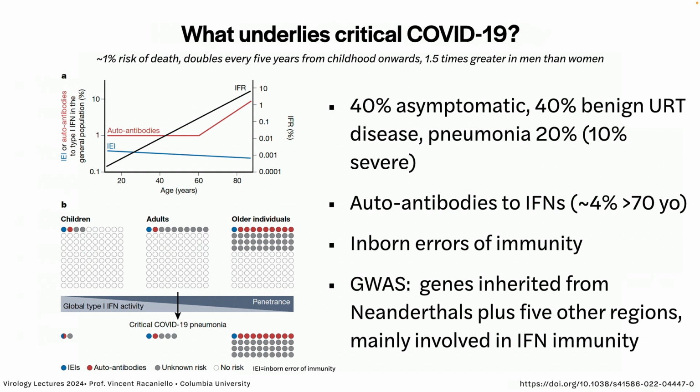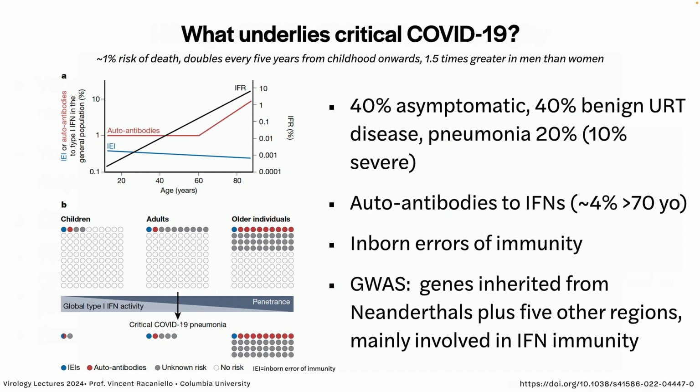But the risk of death, as you saw in the previous slide, increases with age. In fact, it doubles every 5 years from childhood onwards. There's also a sex effect. Men are 1.5 times more likely to die than women. So what's responsible for this age-dependent increase in disease? Well, a big factor is making autoantibodies to interferon.